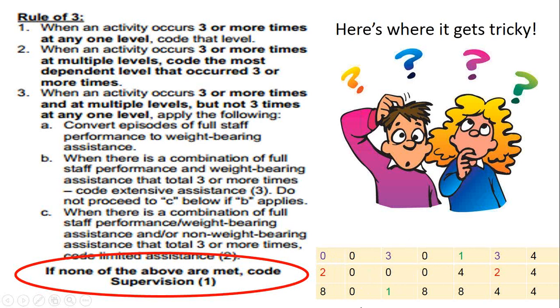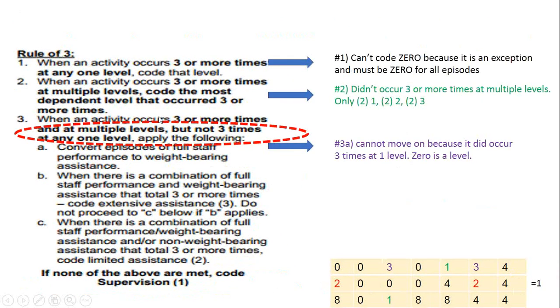All right, so when you look at this documentation, you have 0 at multiple episodes that equal 3. That is a level. So if you were to follow this rule, you're going to see that you can't get there from there. When an activity occurs 3 or more times at one level, code that level. Well, you can't code 0 because it's an exception, all right? And it must be 0 for all episodes.